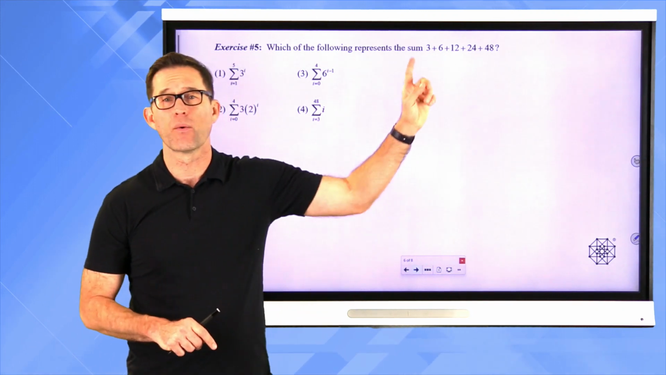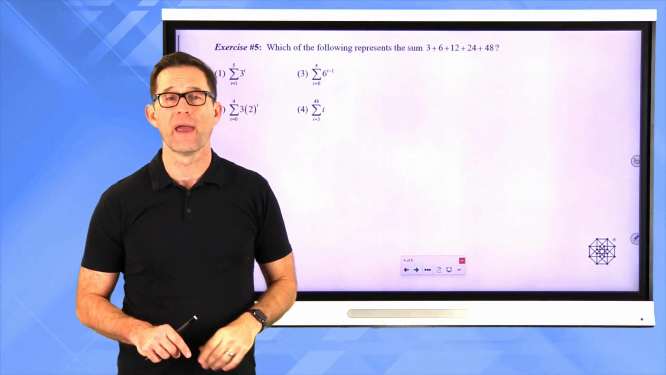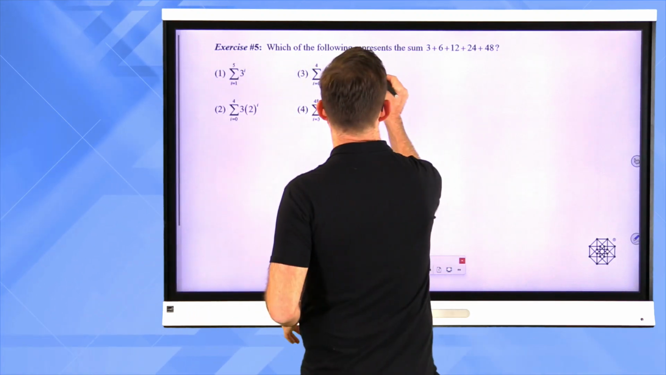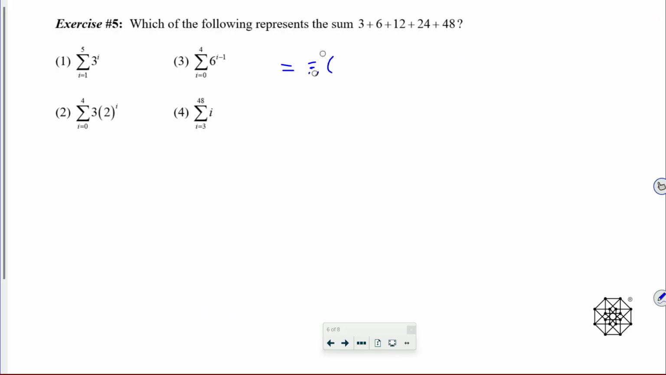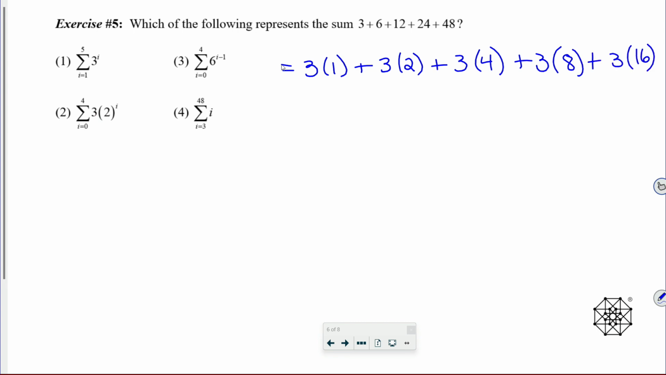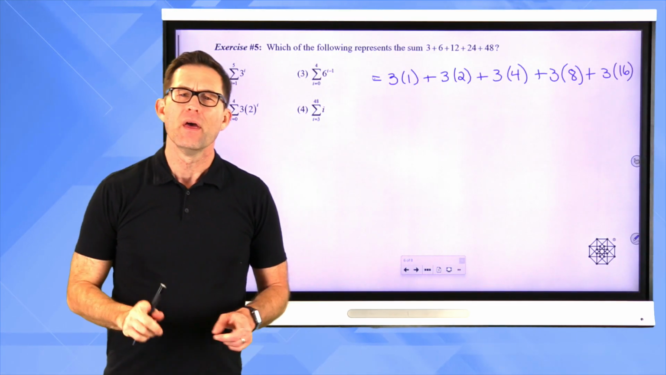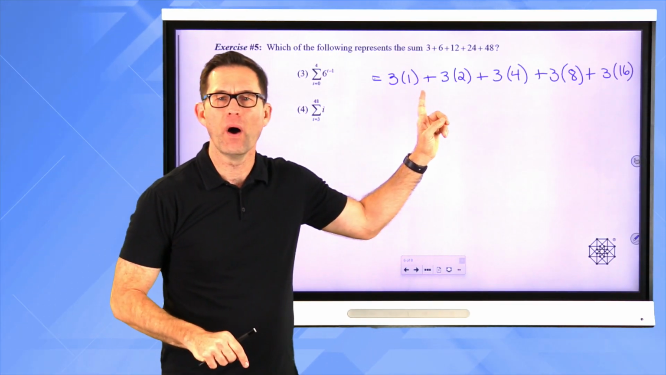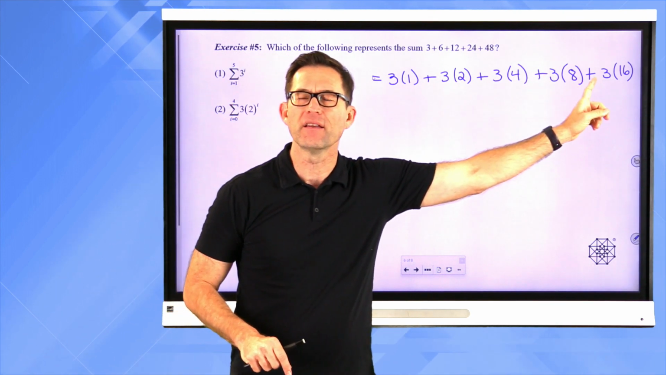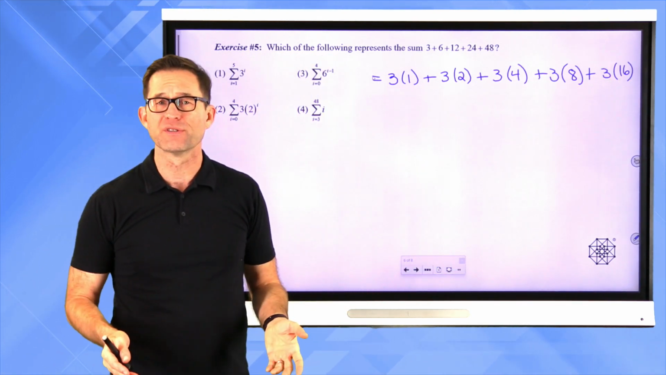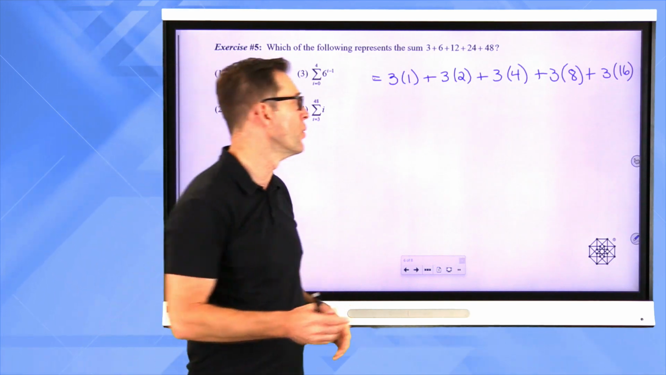Now, one thing that I noticed right away is that 3, 6, 12, 24, and 48 are all multiples of 3. And in fact, right, the first one is, no, that doesn't look right. The first one is 3 times 1. The second one is 3 times 2. The third one is 3 times 4. The fourth one is 3 times 8. And the fifth one is 3 times 16. All right. Now, what I should notice is that the 1, the 2, the 4, the 8, and the 16 are all powers of 2, right? They're all powers of 2.